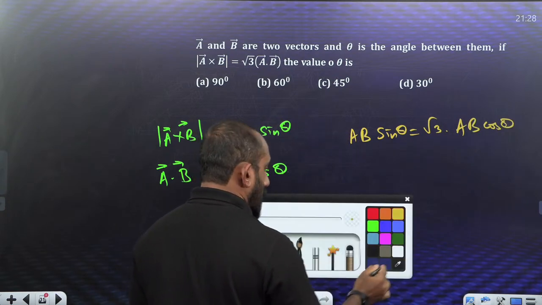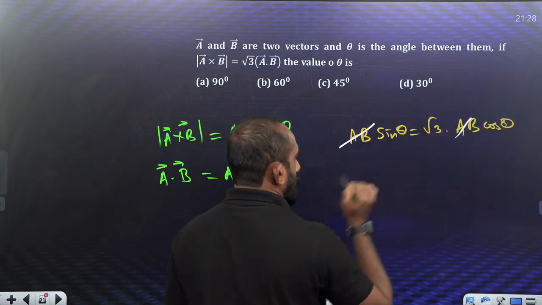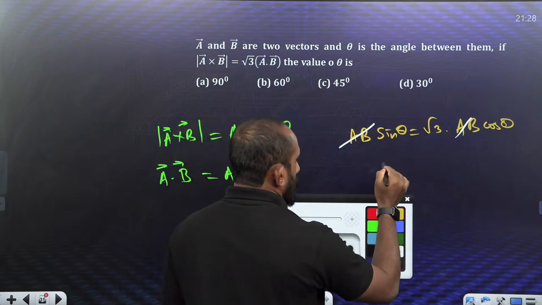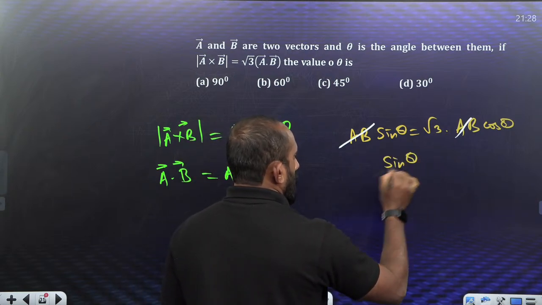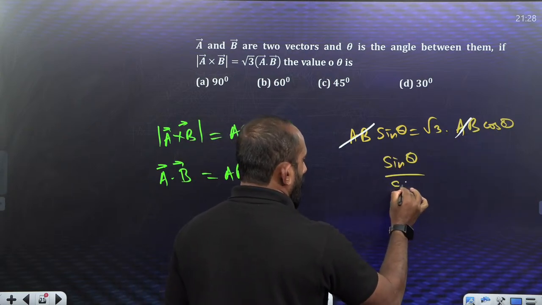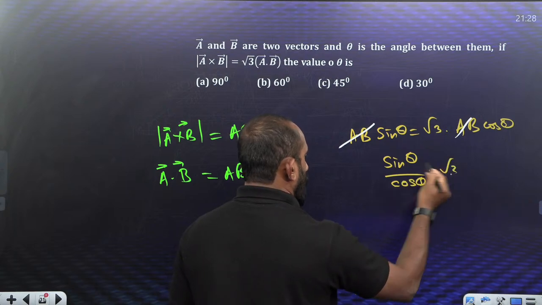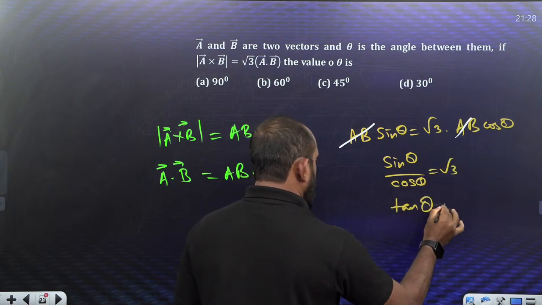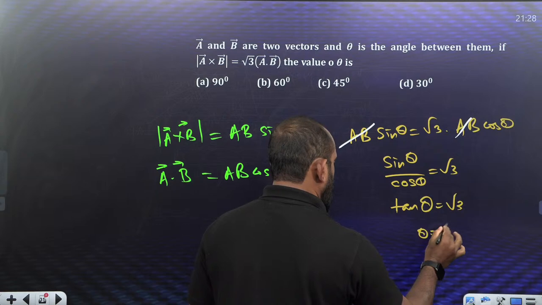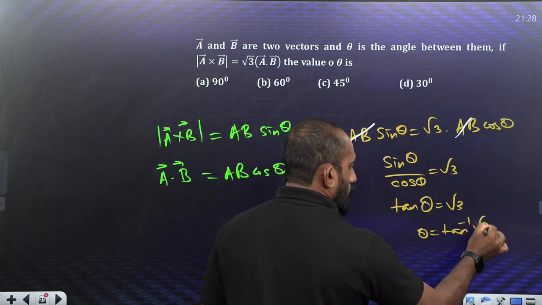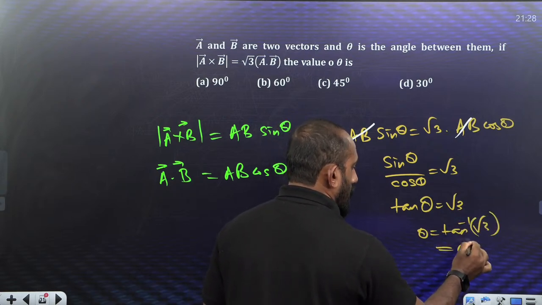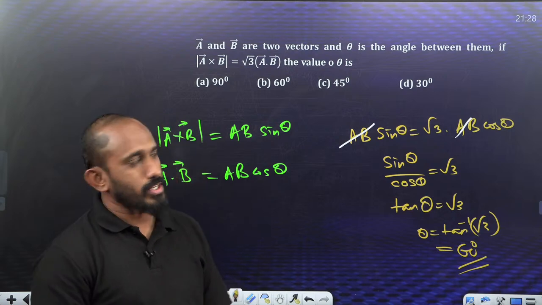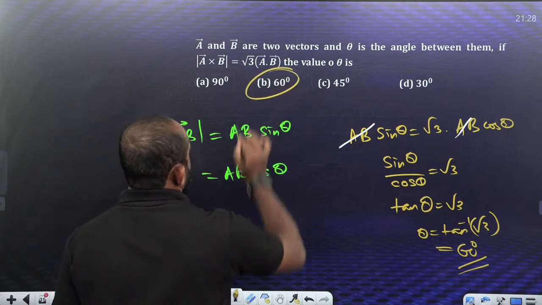The similar terms you can cancel, A into B cancels. So it will be sine theta by cos theta is equal to root 3. Or tan theta is equal to root 3, or theta is equal to tan inverse of root 3. That is equal to 60 degree. The angle is 60 degree. Option B is the correct answer.